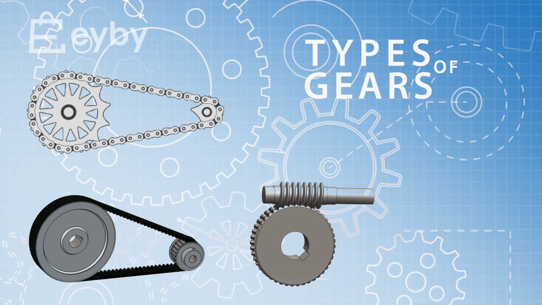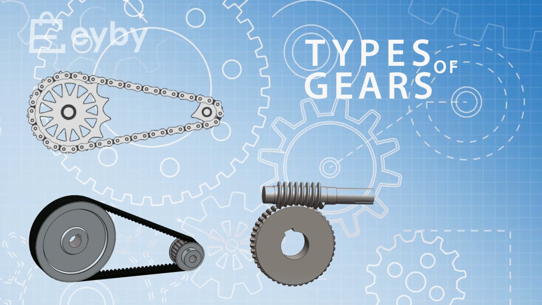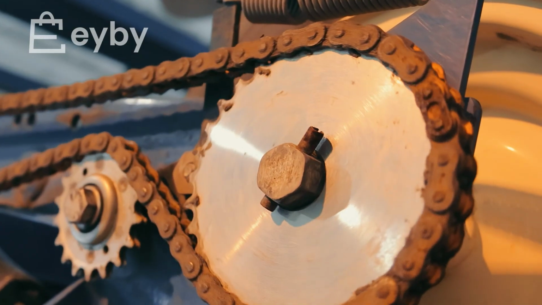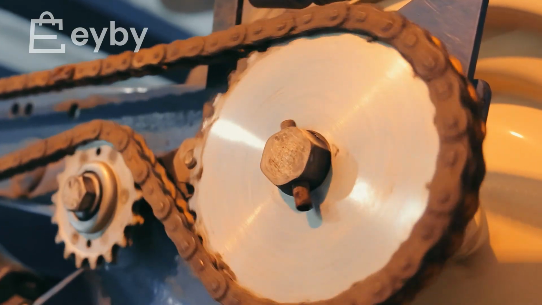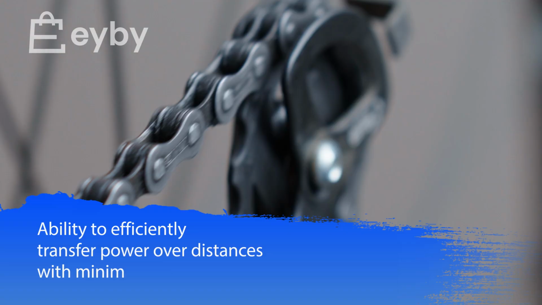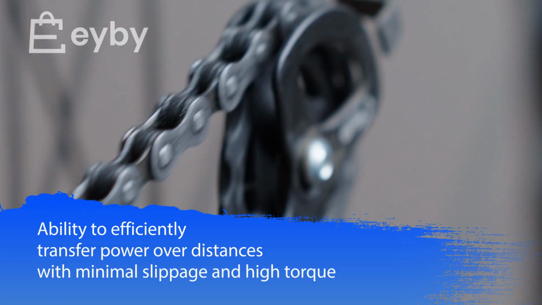Explore 3 different types of mechanical drives and their unique traits. A chain drive transmits mechanical power through a series of interlinked chains and sprockets. Its unique trait is the ability to efficiently transfer power over distances with minimal slippage and high torque.